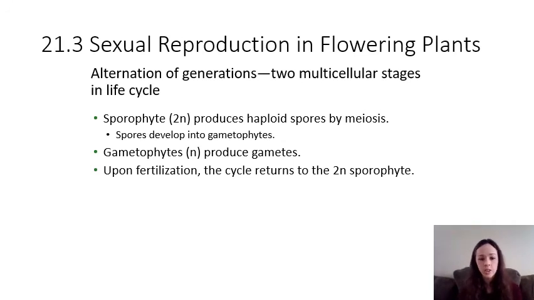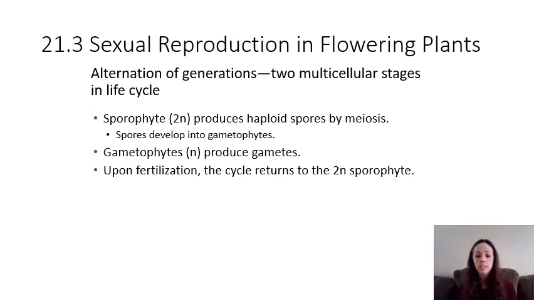Next, we'll move on to chapter 21, section 3, where we will cover sexual reproduction in flowering plants. Just like animals, plants also go through a two-stage life cycle. They have the adult plants, which contain diploid cells, characterized by 2n. The adult plants are going to produce gametes, which are haploid cells, characterized by a lowercase n. The adult plant is also called a sporophyte, and the sporophyte is going to produce something like a pre-gamete, also called spores. The spores are going to develop into gametophytes.